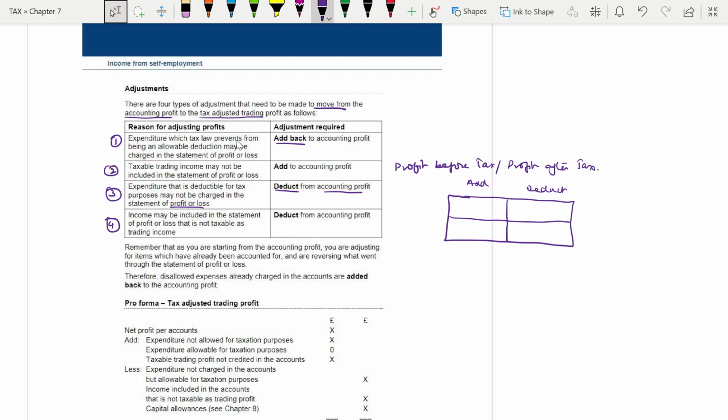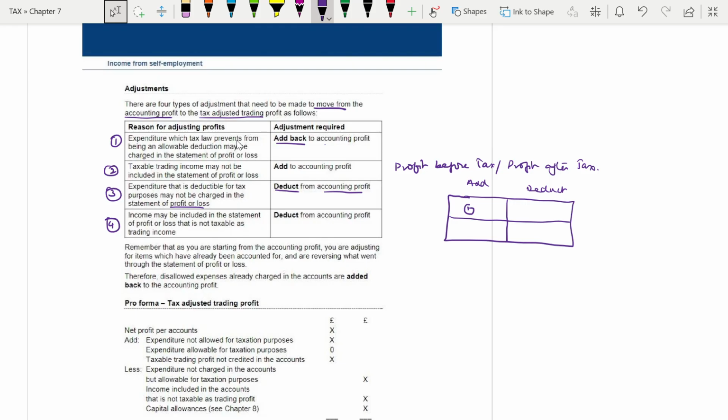What is the first rule? The first rule is expenditure which tax law prevents from being an allowable deduction. Tax will not permit a deduction. Okay, tax law prevents you from a deduction. That amount has to be added to accounting profit. If any trading income is there, you have to add it back to the accounting profit.